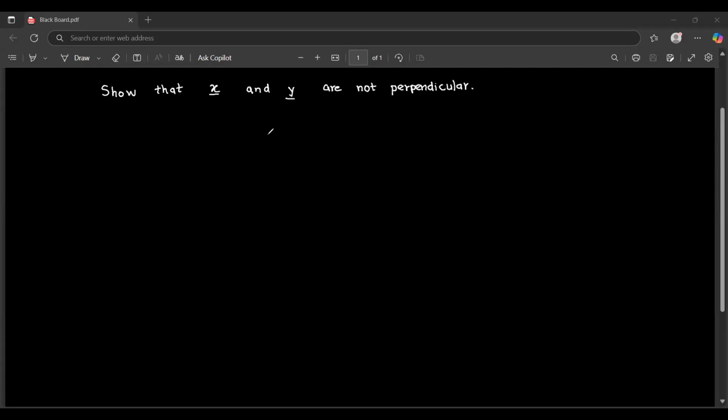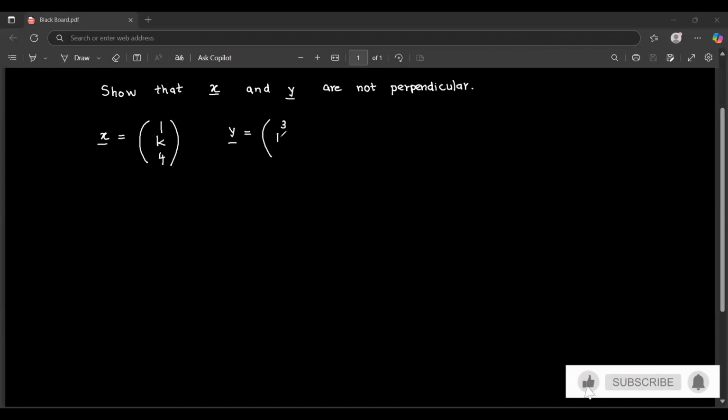So how can we do that? Well, first of all, we have to know the vectors. So vector x is equal to, let's say they have given us (1, a, 4), and let's say vector y is equal to (3, k minus 1, 2).